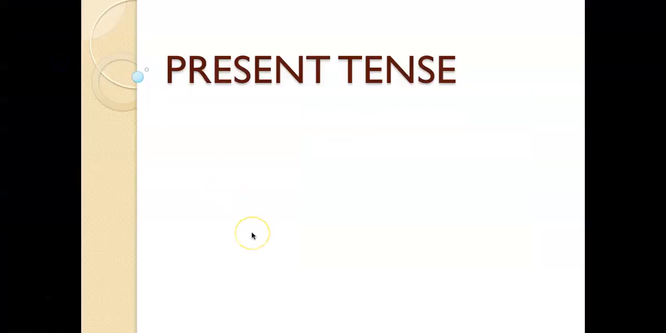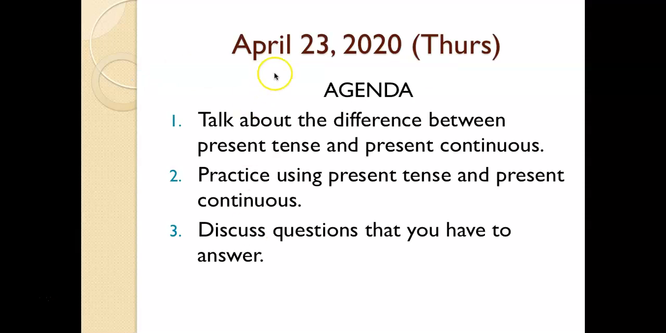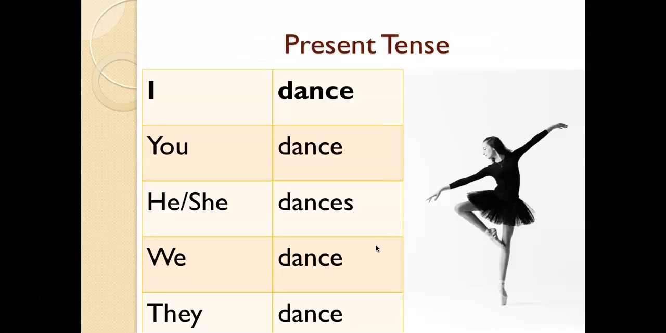Good morning. Today we will talk about the present tense of a verb. It's April 23rd, 2020. It's a Thursday. We'll talk about the difference between present tense and present continuous, and we'll practice using present tense and present continuous by doing a review activity, and I'll discuss the questions that you have to answer.